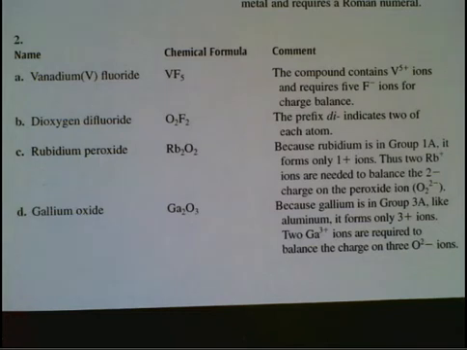Gallium oxide. Gallium is a main group 3 metal, so like aluminum, it only forms +3 ions. That's a +3 ion maker with a regular old oxide this time, not a peroxide, so oxide forms a -2 charge. There are 3 oxygens, so it's a total of -6. The gallium needs to balance out that -6 with a +6. Gallium only forms +3s, so you're going to need 2 of those gallium atoms to fully make up for that -6 charge with a +6 charge.